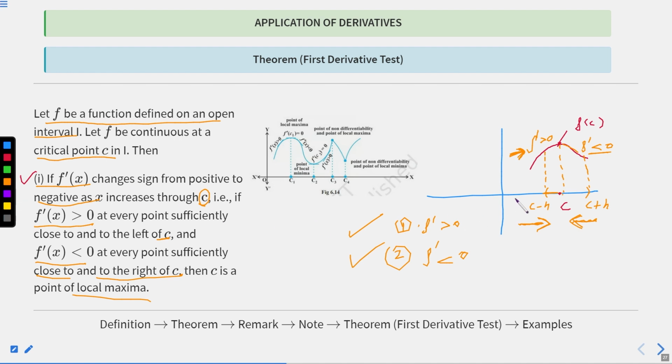The same thing can be said about minimum. How? In minimum you will have it like this: in this interval, if you move left to right towards C, you will have f dash negative, but from right to left towards C, in this interval you have f prime positive. As you can see, the graph is decreasing here, and here the graph is increasing.